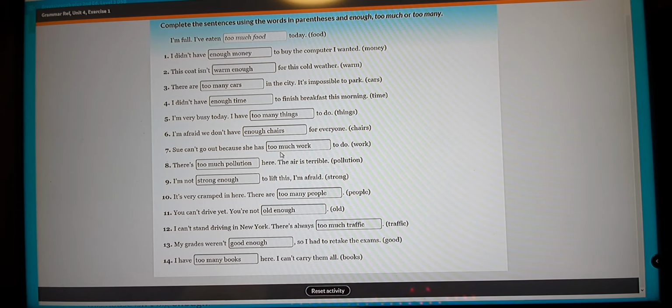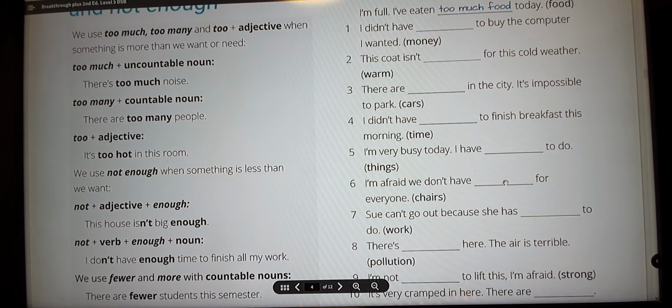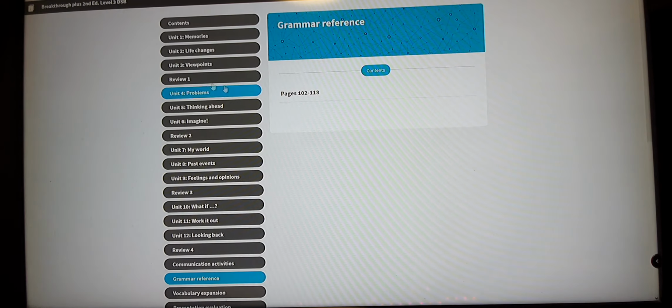Okay, and we'll stop there. You should do all the other examples also. Page is too slow closing. Okay. Back to Unit 4.